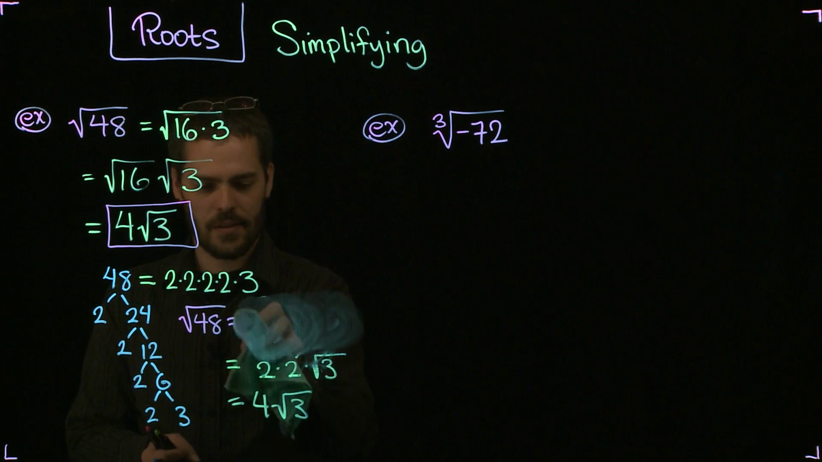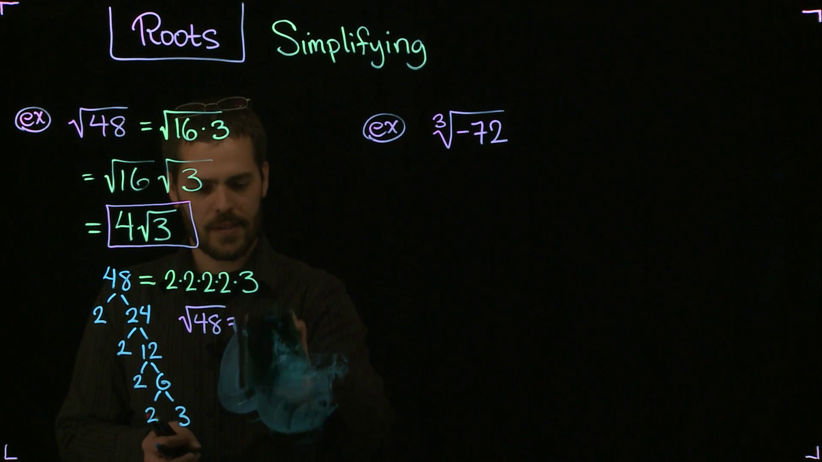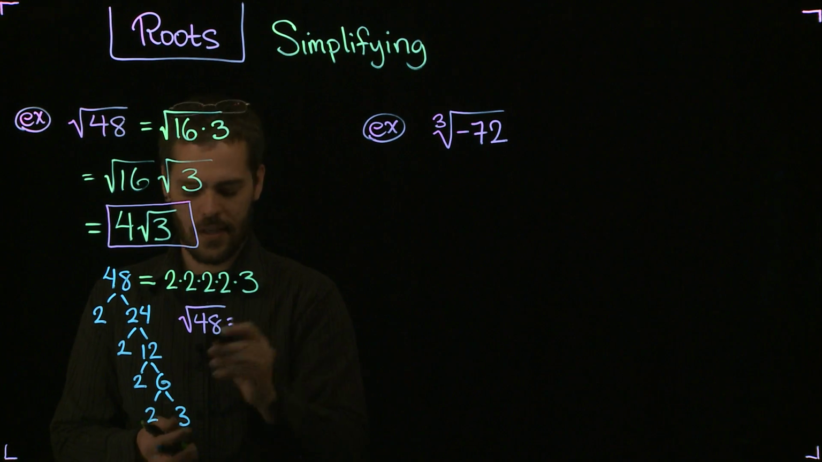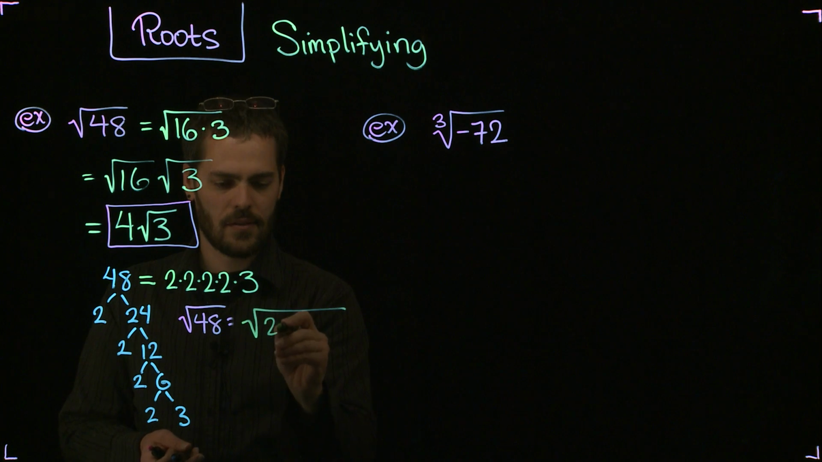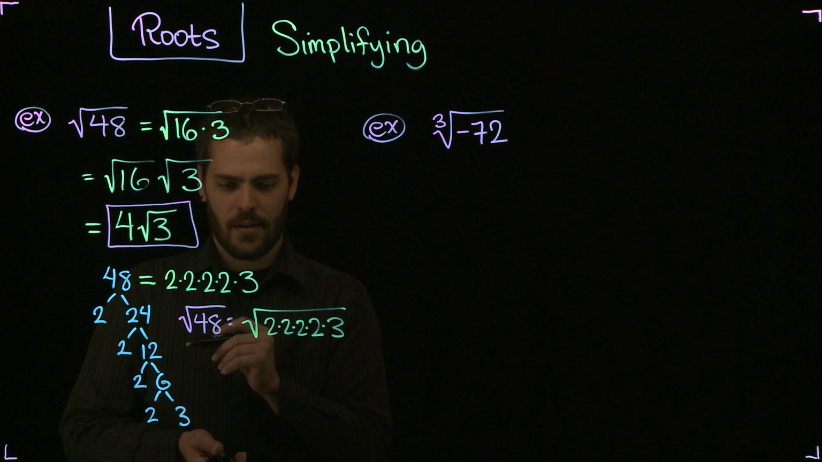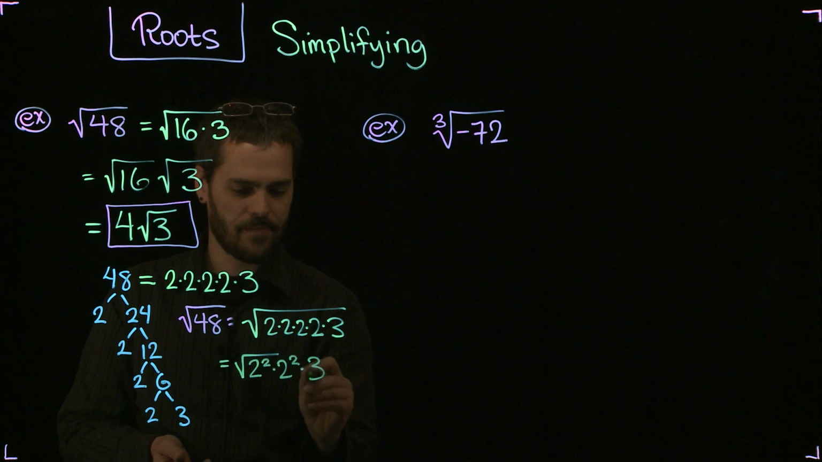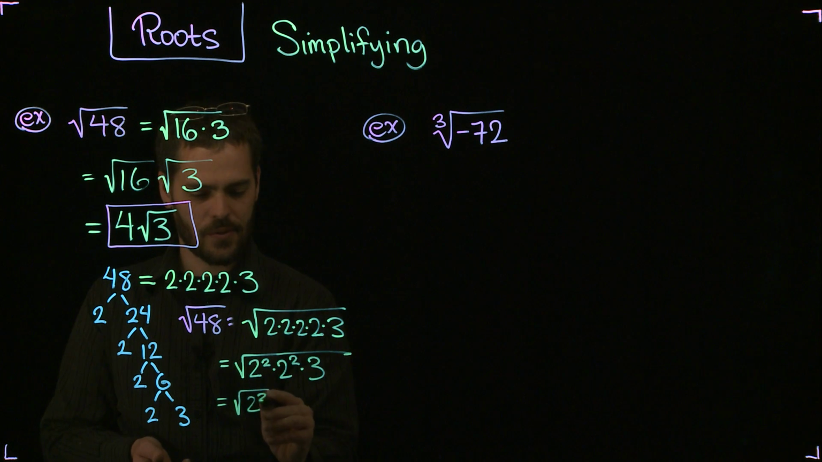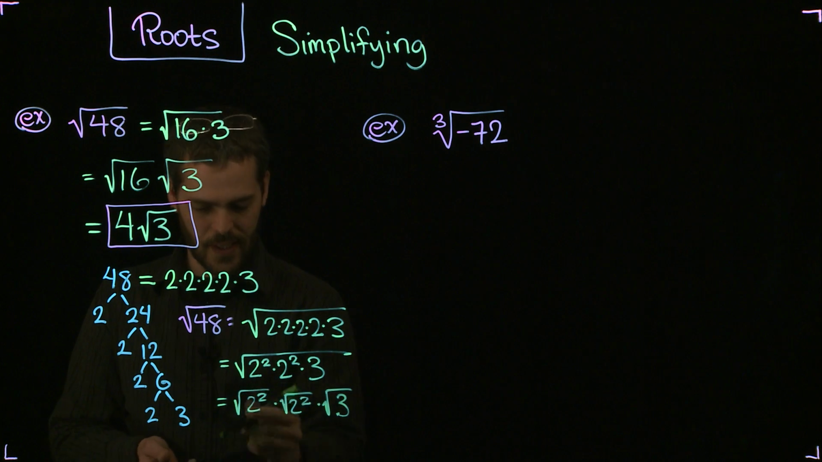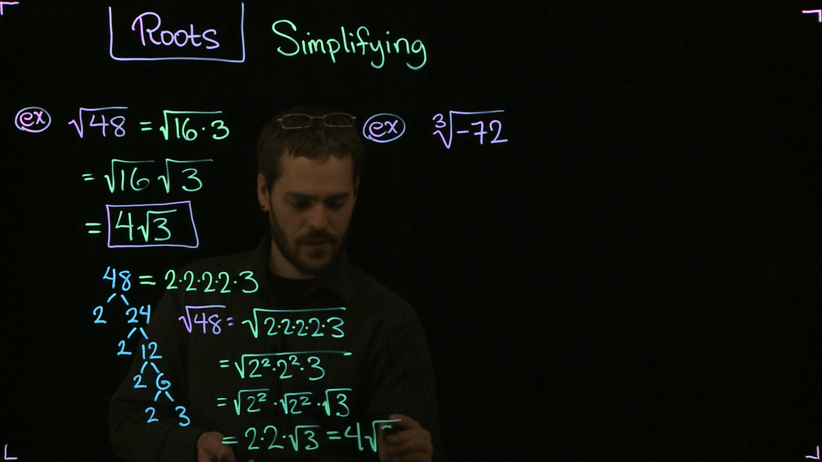Another way you could have shown this is the following. Let me just erase right here, and I will rewrite it the way that I did it in the previous video. I said that I was looking for perfect squares in those prime factors. So I could have said, oh yes, this is 2 times 2 times 2 times 2 times 3, 4 2s and a 3. Which is the same thing as the square root of 2 squared times 2 squared times 3. Now I can separate this into the root of 2 squared times the root of 2 squared times the root of 3. I can square root both of these guys to get exactly 2 times 2 times the root of 3, which produces 4 square root of 3.